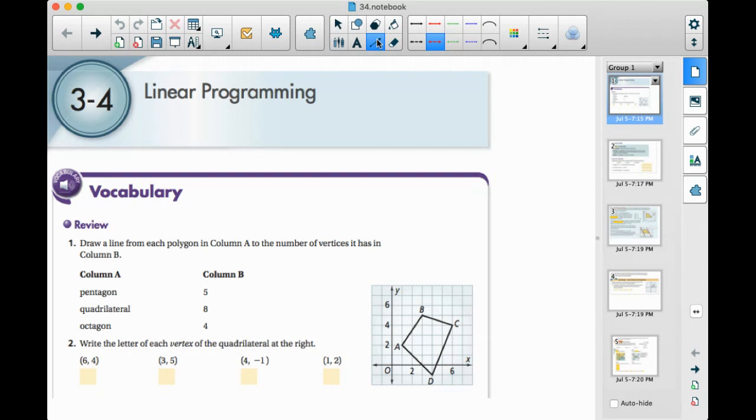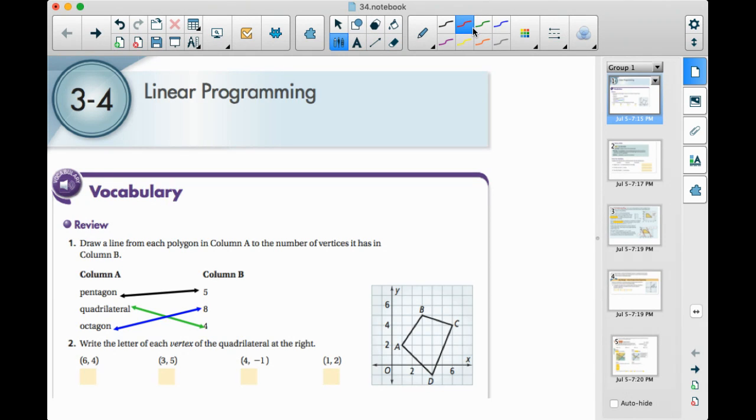Draw a line from column A to the number of the vertices in column B. Pentagon. How many vertices does a pentagon have? All right, a pentagon has 5. Next, a quadrilateral. How many does that have? That has 4. And an octagon has 8.